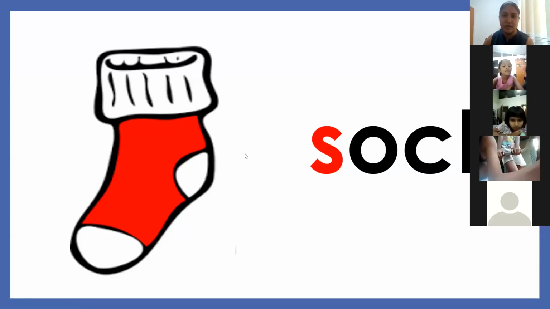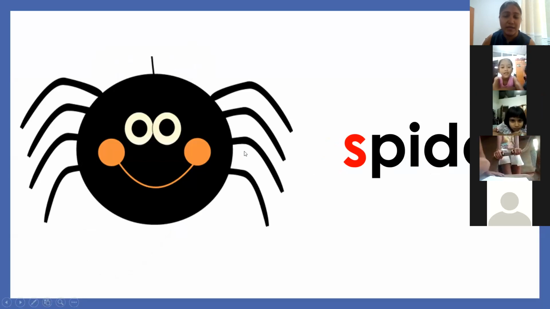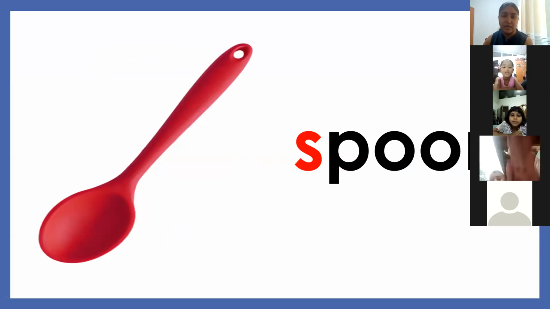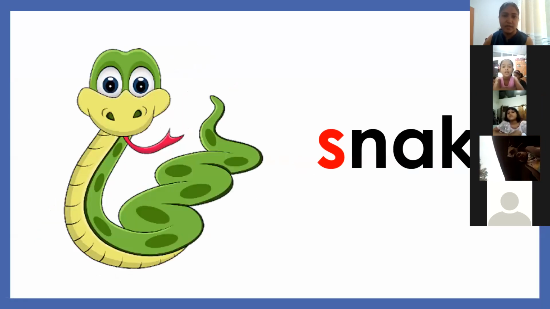Yes. Then next one, spider. Who is this? Spider. Okay. Then the next one is spoon. What is this picture, children? Spoon. Okay. Spoon. Then here, snake. What's this? Snake. Okay. Snake.